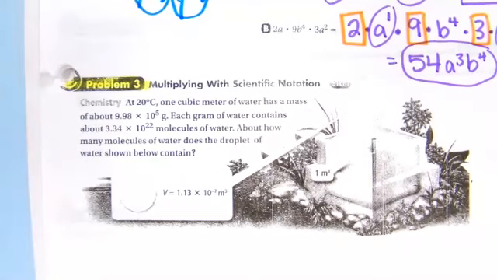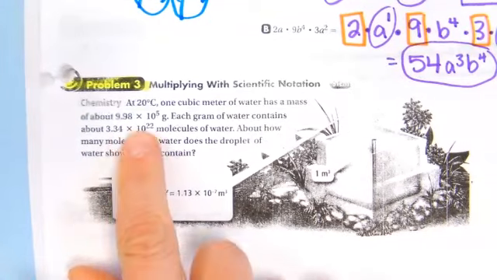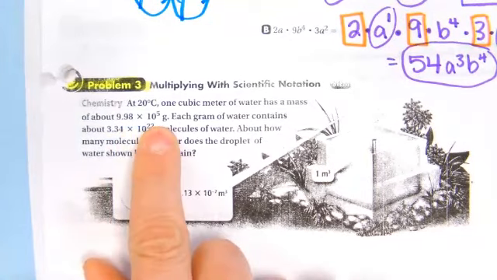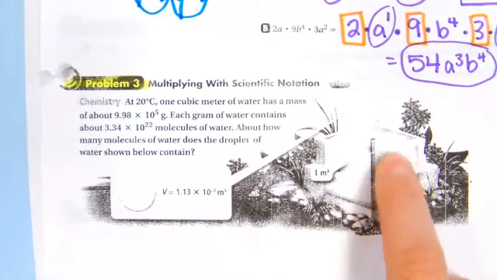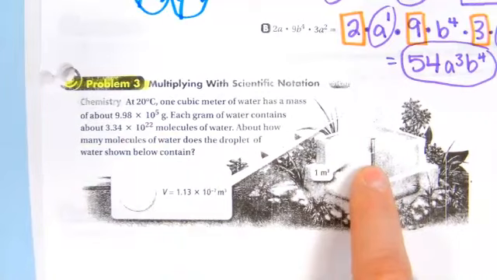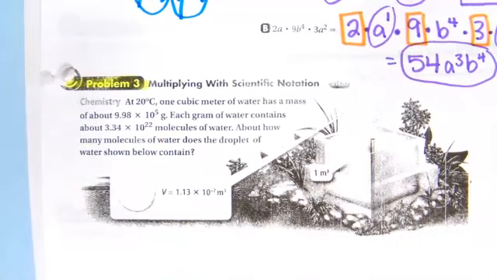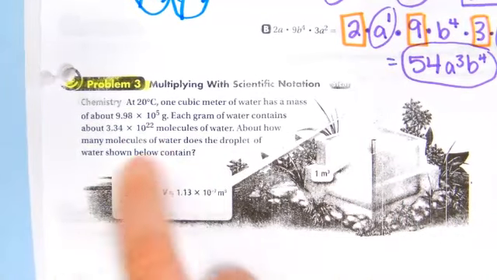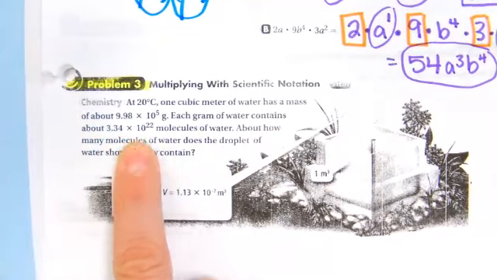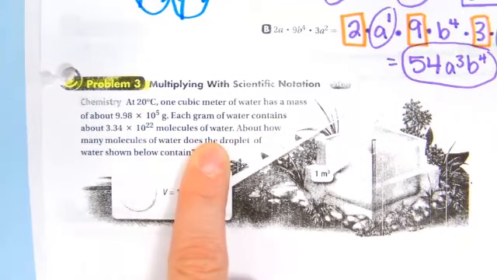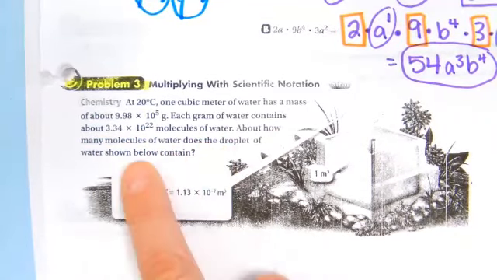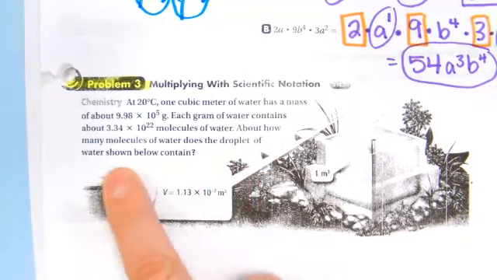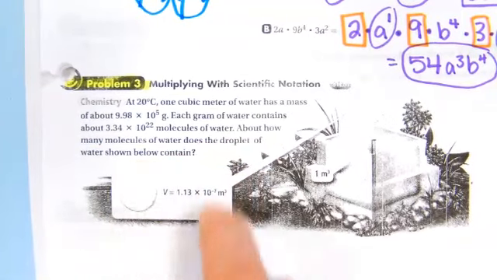Okay, so it says at 20 degrees Celsius, 1 cubic meter of water has a mass of about 9.98 times 10 to the 5th grams. That's the mass. So think about that. It's not necessarily an ice cube, but water in a tank. Each gram of water contains about 3.34 times 10 to the 22nd molecules of water. How many molecules of water does the droplet of water shown below contain?